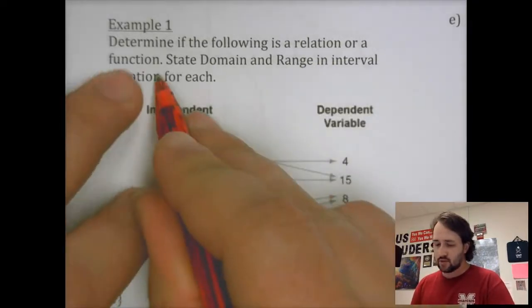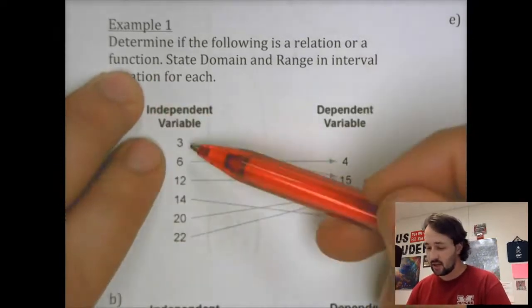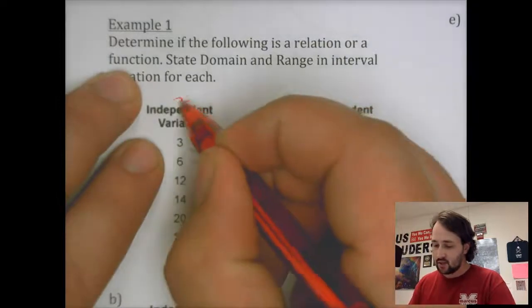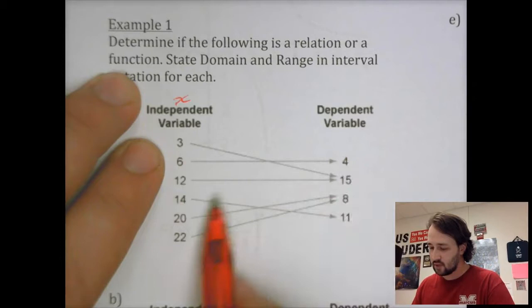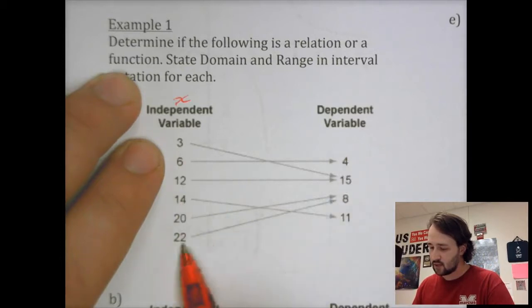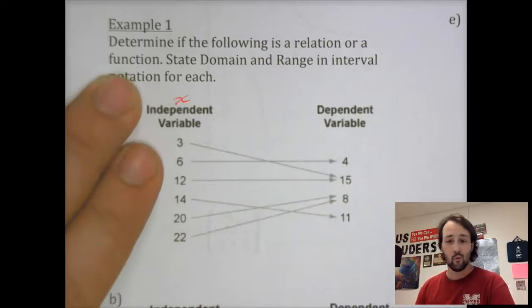Relation or function. So remember, a function only has one y value for each x value. So all I do is check the x value. Our independent is our x value. So 3 is going to 15, 6 is going to 4, 12, 15, 14, 11, 28, 22, 8. So each of my x values are only going to one y value.